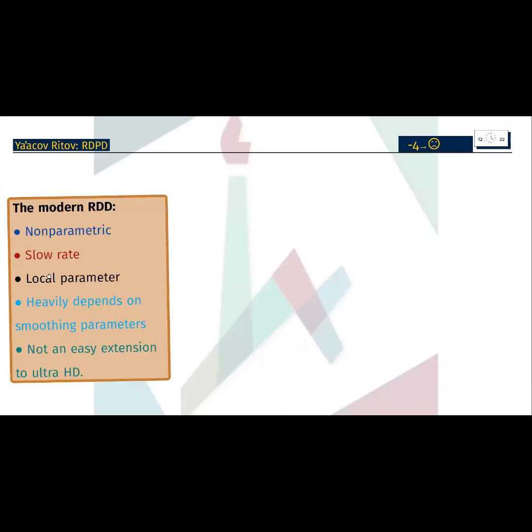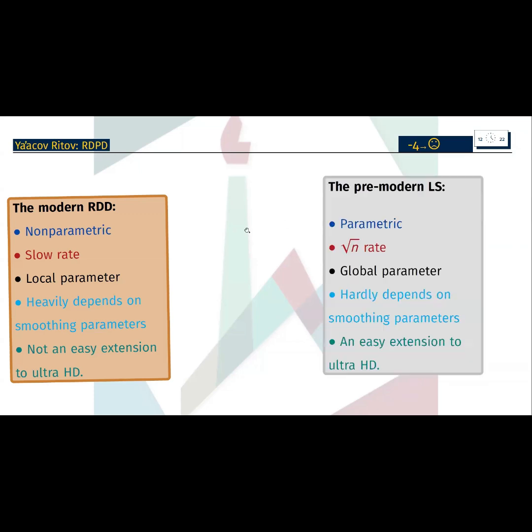Okay, so just on time, let's conclude. The modern RDD, the standard RDD, is non-parametric, the rate is slow, to estimate only local parameters. It heavily depends on smoothing parameters, and it doesn't have a simple extension to ultra high dimension because of, for example, the very small sample.